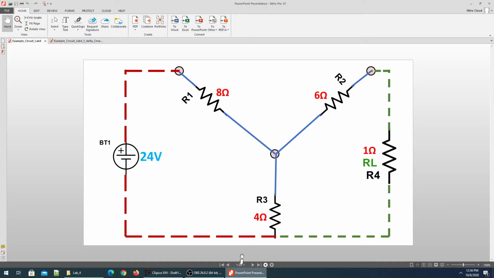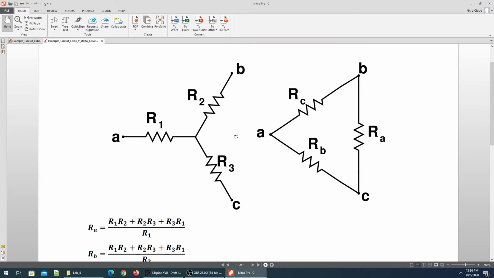So actually this is the circuit, and for the conversion, I'm sticking to this convention where I always start A, B, C in a clockwise fashion. But if you have learned it in a different way, please use that method, and the results remain the same, provided you are consistent with your calculations. So this is the way I'm calculating.